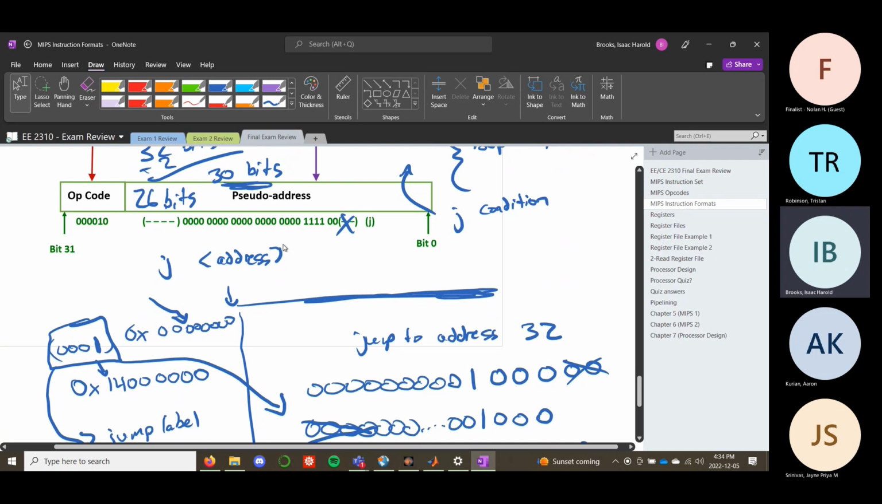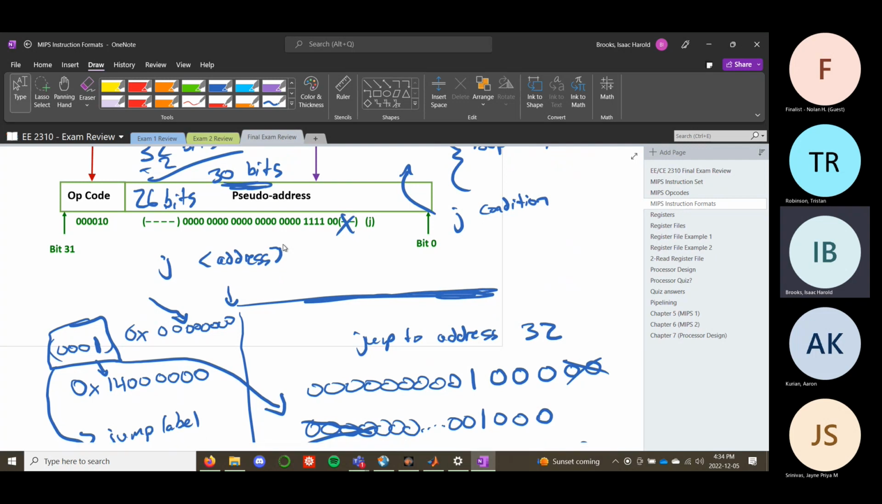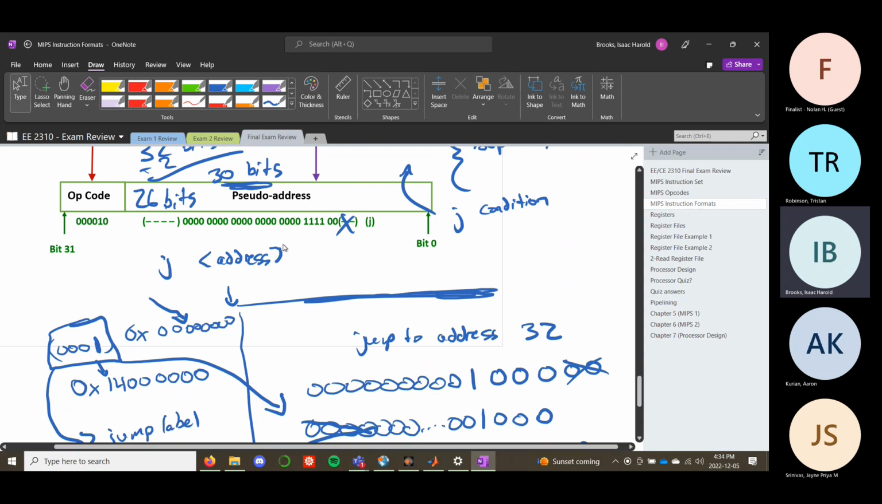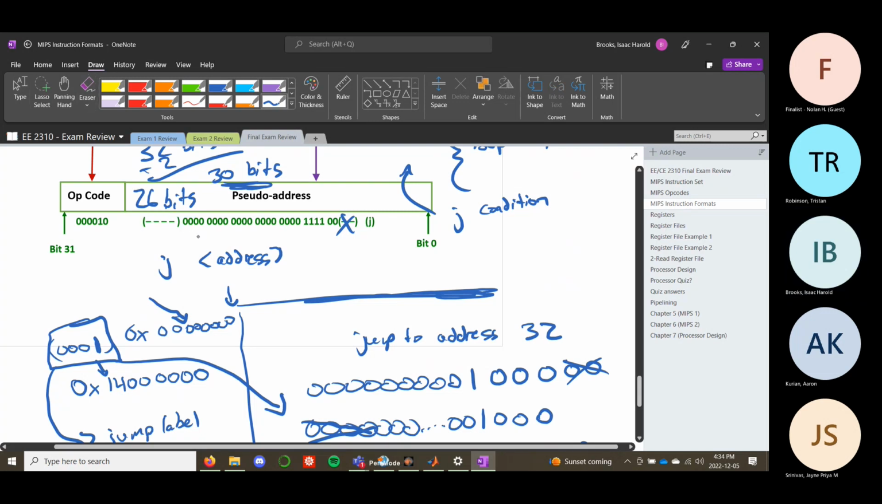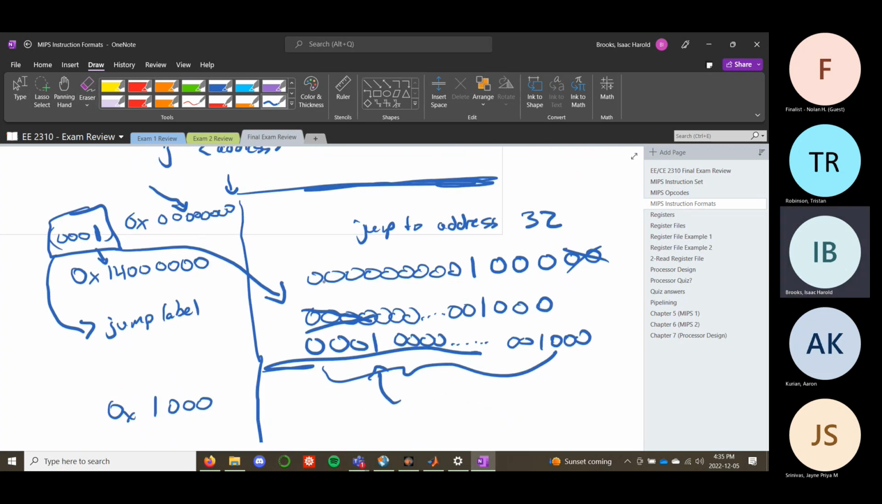But for the most part, it's fine because you have 26 bits to work with. That's a whole lot of bits. That's a lot of instructions. And for small little things like a little for loop, you should be able to jump from the end of the for loop back to the beginning or from the condition to the end of the for loop. So that's the reason why we need to get rid of these four bits, because we need to cut some bits somehow. And that's the consequence: there are certain ranges of memory that we cannot exit when we're in a jump. Does that make sense?